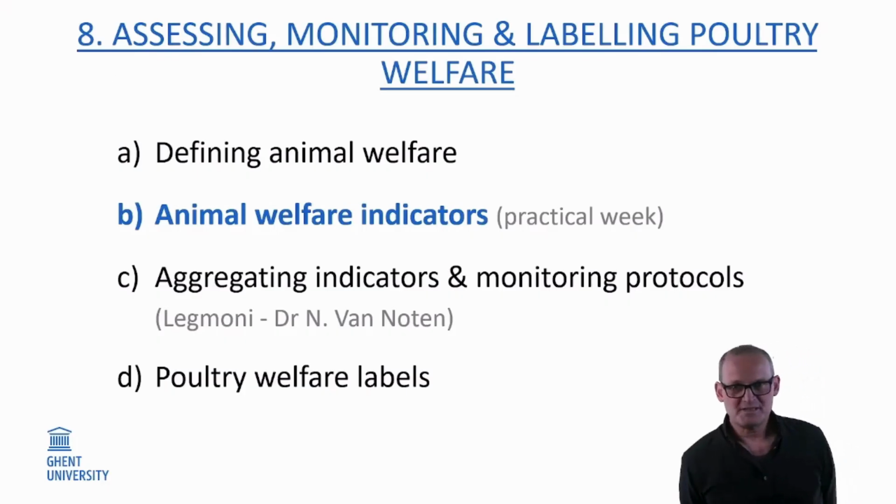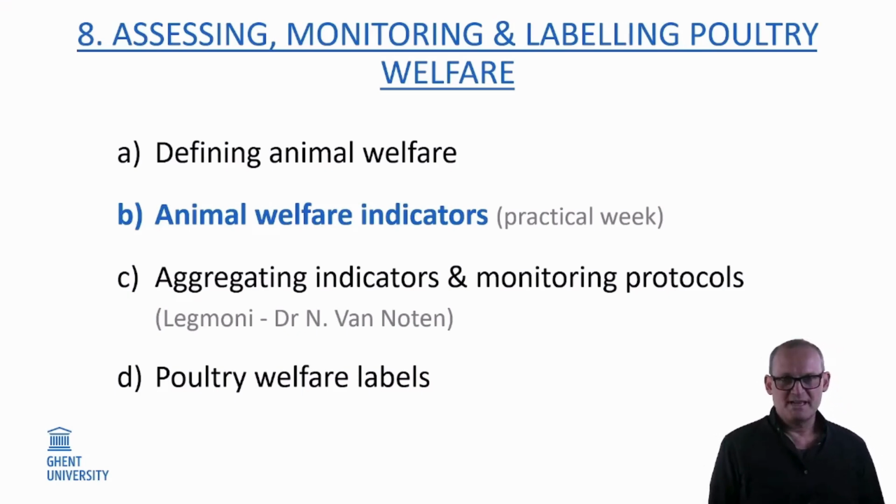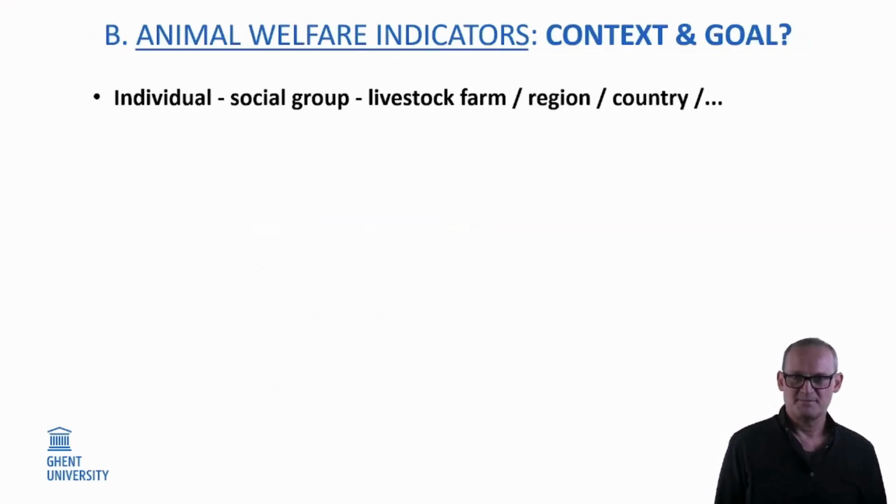Okay, we now start with the second topic of the 8th chapter, and this is on animal welfare indicators. And you already had a practical week in which you could practice the scoring of some welfare indicators that were relevant for poultry welfare. But I will talk about animal welfare indicators more on a theoretical basis.